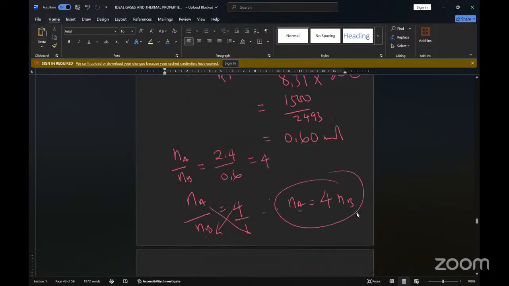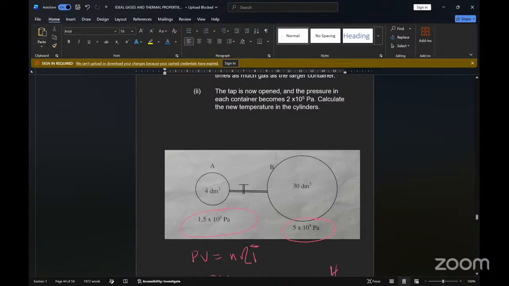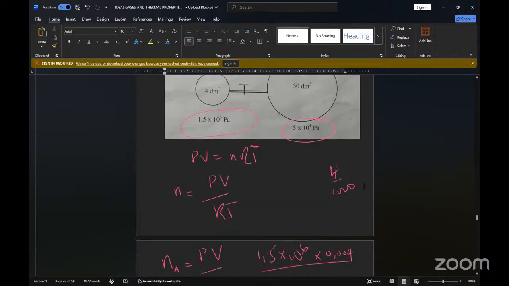So this is how you prove it. Na is equal to 4Nb. With respect to the next one, it says that the tap is now open and the pressure in each container becomes this. Calculate the new temperature in the cylinders.